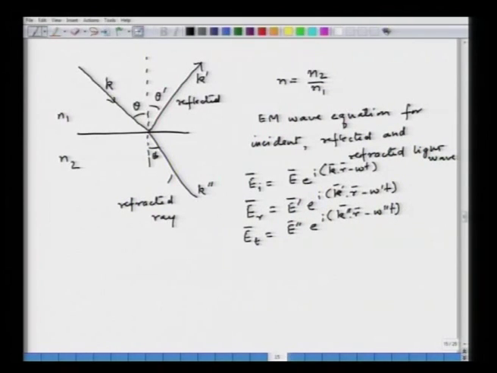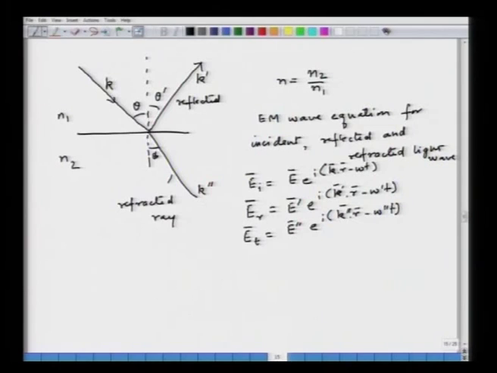So, I have taken a very, very general case. I am assuming I do not know anything about light. When the light wave comes, it has some wave vector, some magnitude and some frequency, and as it gets reflected, it has a completely different magnitude, wave vector and frequency as well. Same thing for the refracted light.